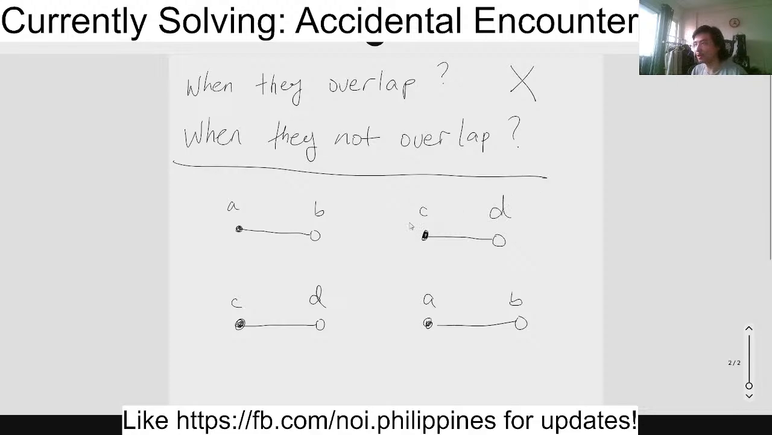So they don't overlap if B is smaller than or equal to C, or B is smaller than or equal to A. I include the equal case because we also consider this to be not overlapping. So that's easier to think about.